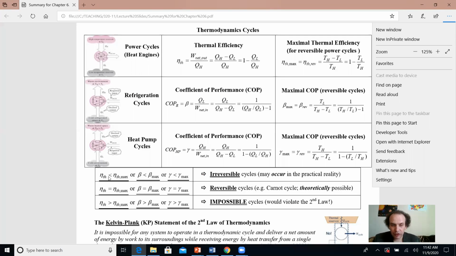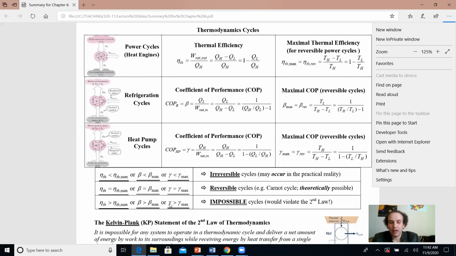If your efficiency, or coefficient of performance, it does not matter, if eta or beta or gamma is less than maximal, it's irreversible and possible in practical reality. If your eta or beta or gamma are equal to maximal ones, it's reversible and it's possible only theoretically. I would not believe in it, but it may happen. You cannot decline it. If you cannot make it, it does not mean it does not exist.